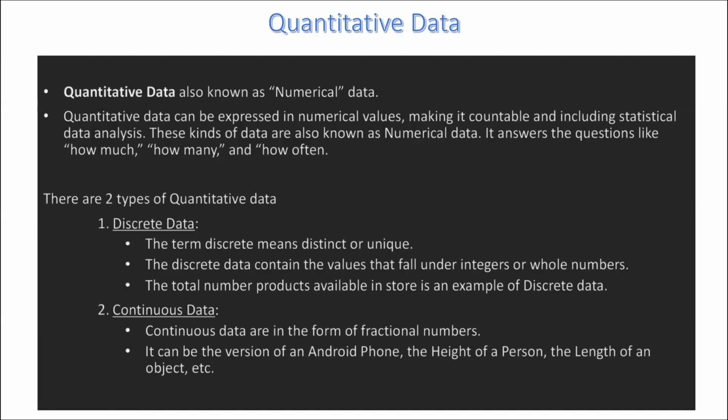If someone asks how many products, what is the total number of products available in your store, you can list them out, or you can tell them, I'm maintaining around 200 products in my shop. Each and every product is derived as a discrete number: product A, product B, product C, like that. Each product is at a unique level.